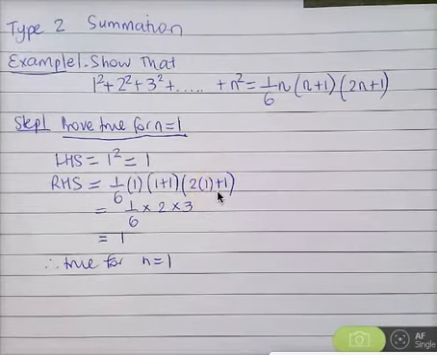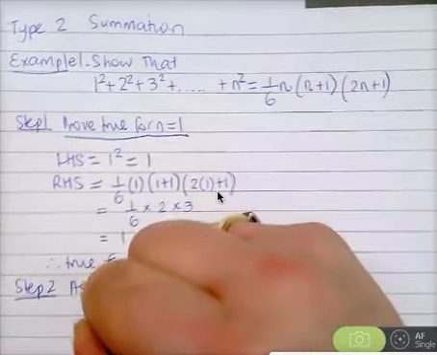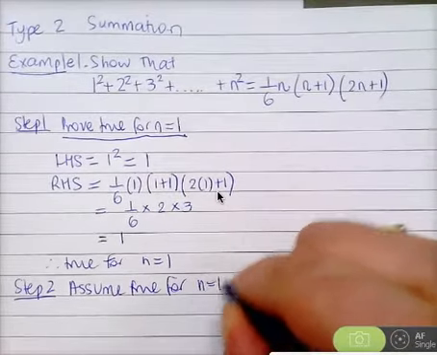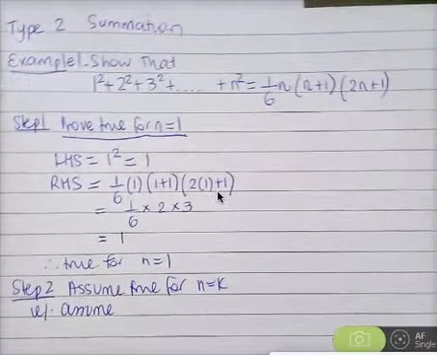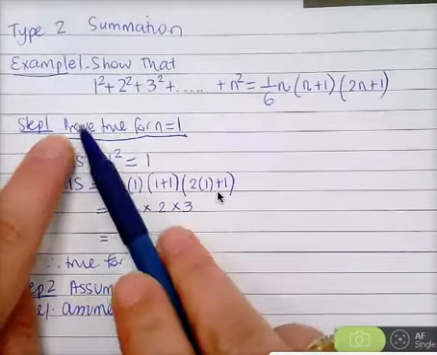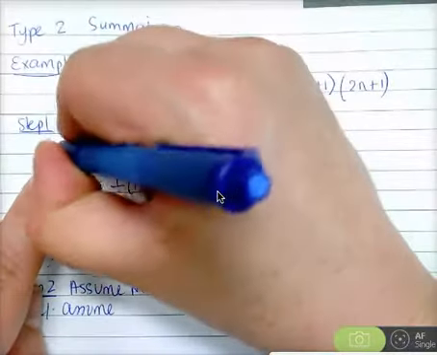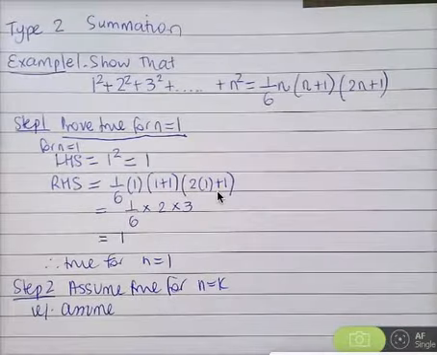So I've proven true for n equals 1. Step 2 is to assume true for n equals k. That is, we are assuming. Now, girls, as time goes on, you probably don't need to write out prove true for n is 1. You can just write, for n is 1, you get that, therefore true for n is 1, and you've proven it.